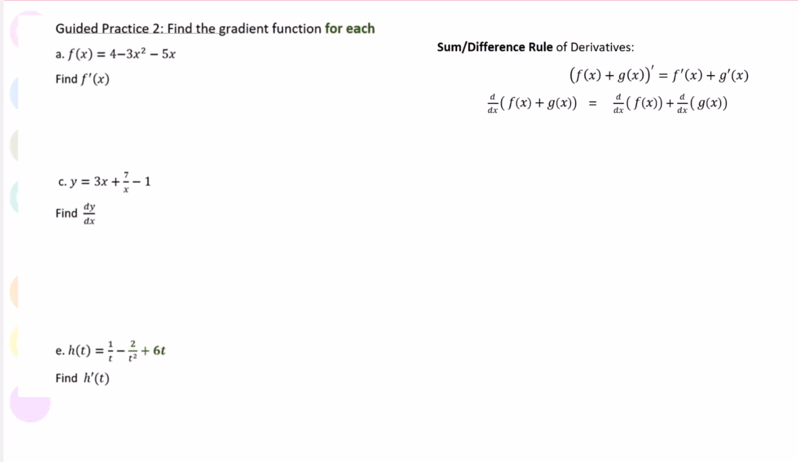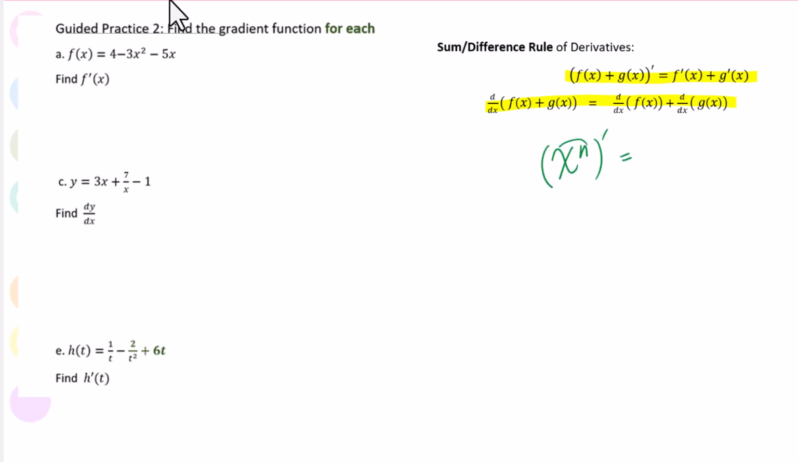This video is about some difference rules of derivatives. Here are formulas. We will use these formulas to figure out the gradient function for each. A. f of x equals 4 minus 3x squared minus 5x. We will use the power rule.